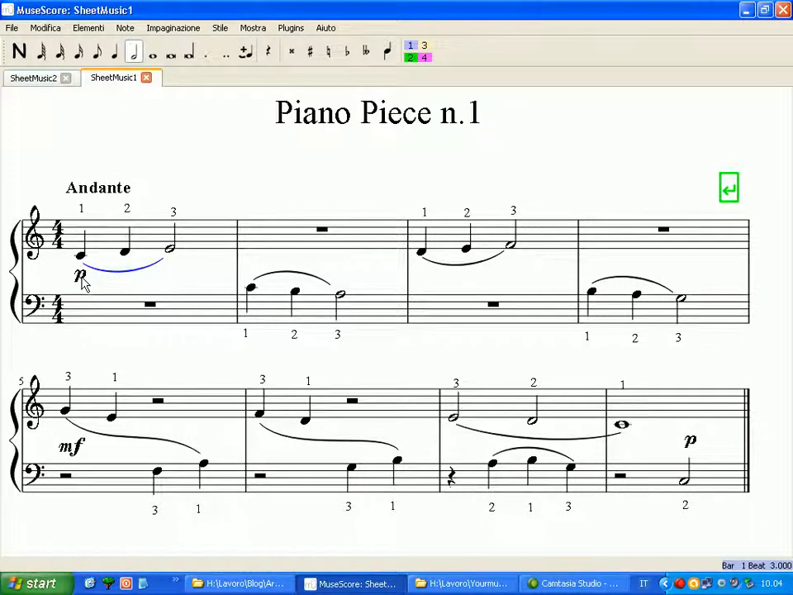Then we have the dynamics, which are important too. I mean, they give us something interesting about the performance. But of course, they are not the most important thing we must focus on to start playing. So we can remove all of them. We have the fingering. The fingering, of course, is important because it helps us to play, but it is not the most important thing we have to use to start.